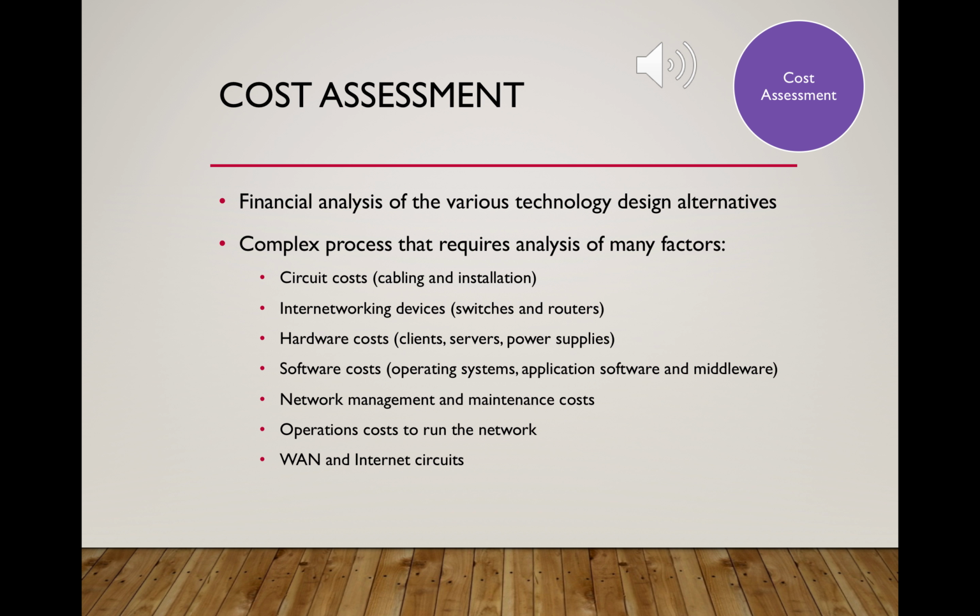Software costs, licensing of operating systems, and application software and middleware costs as well. A lot of times you need to pay a support contract on a yearly basis for much of the stuff. That needs to be considered. You need to consider network management and maintenance costs. And you need to discuss operations costs. And like I touched on earlier, the wide area network and internet circuits are usually leased and don't come for free.